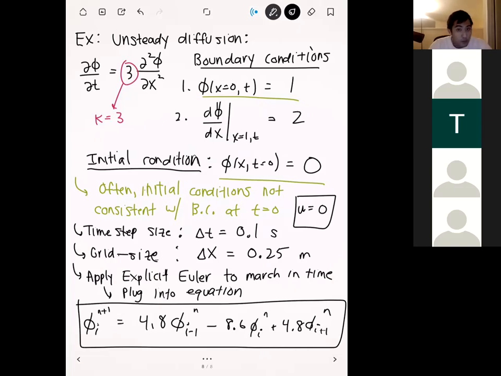But this isn't the solution here. What we're going to do from here is apply this time marching scheme to every value of i in our grid. In this particular case, since we have 5 grid points, we're going to apply this for i equal to 1, 2, 3, 4, and 5. All right, any questions on this so far?